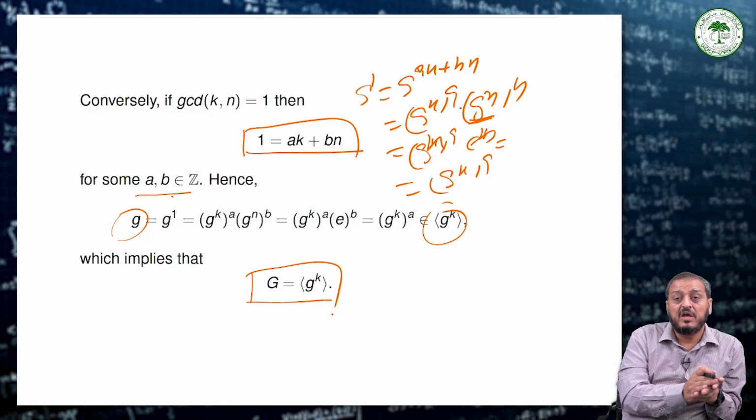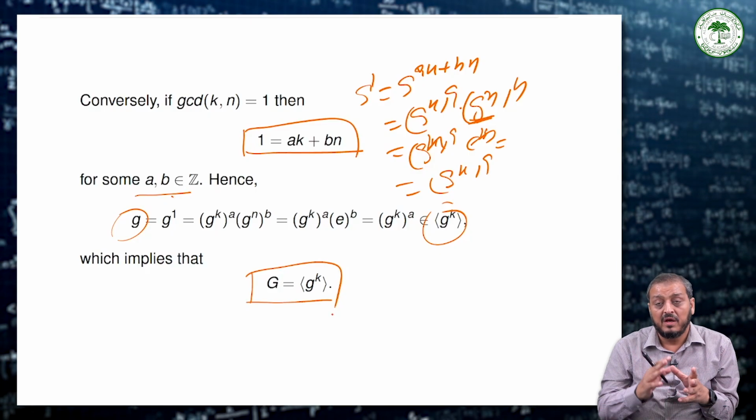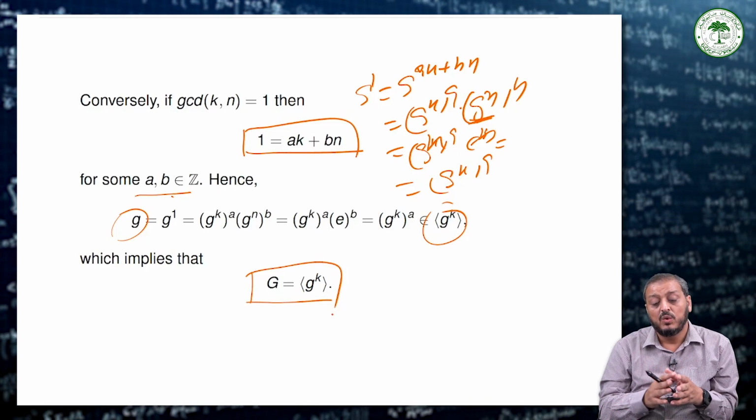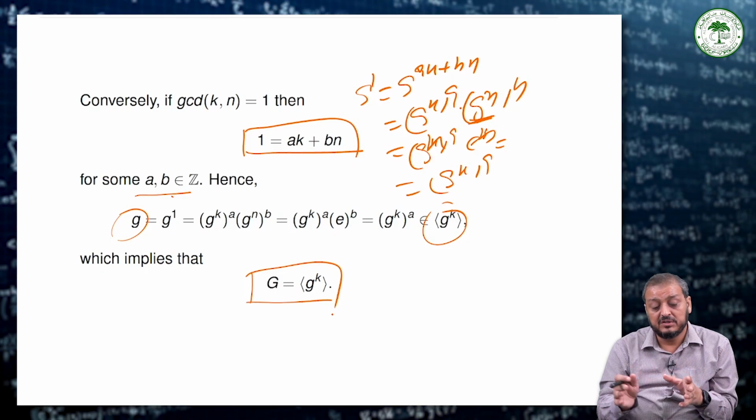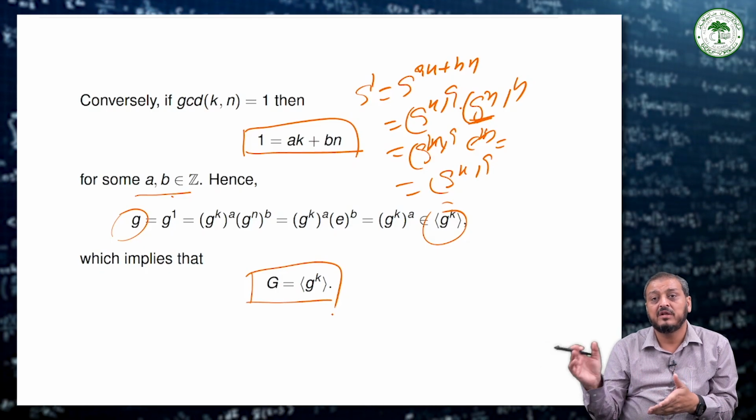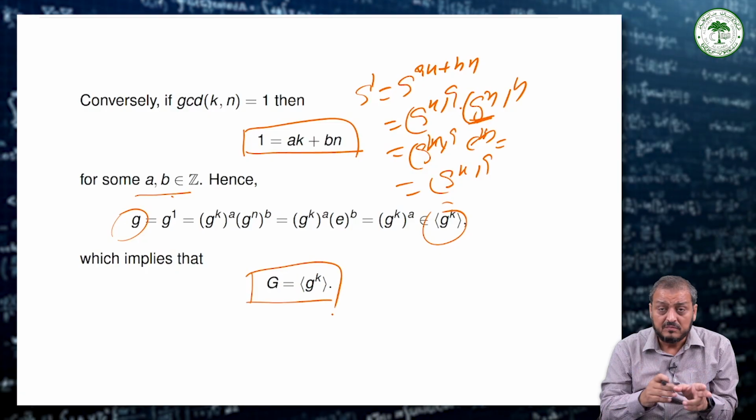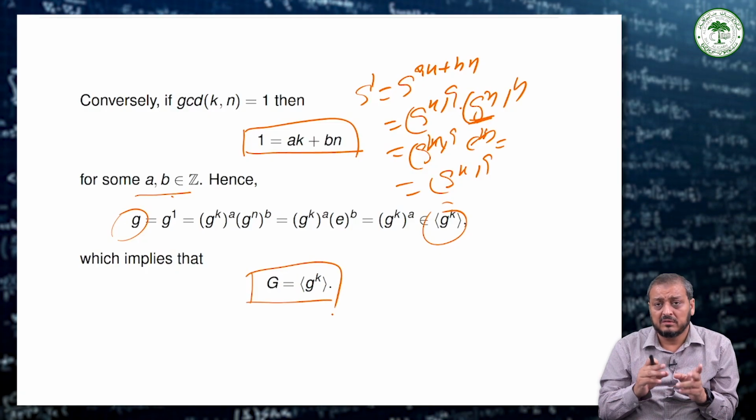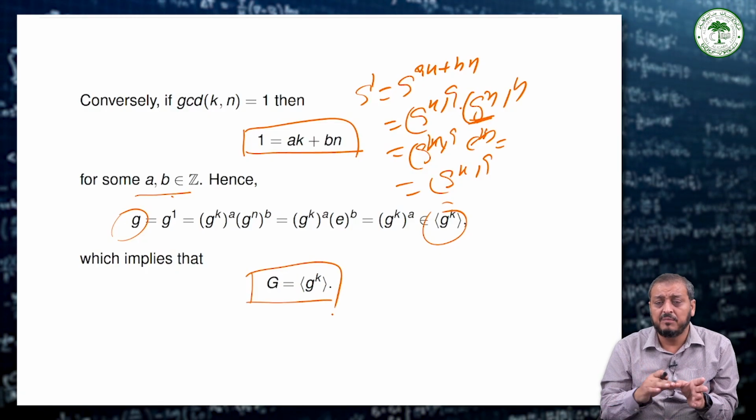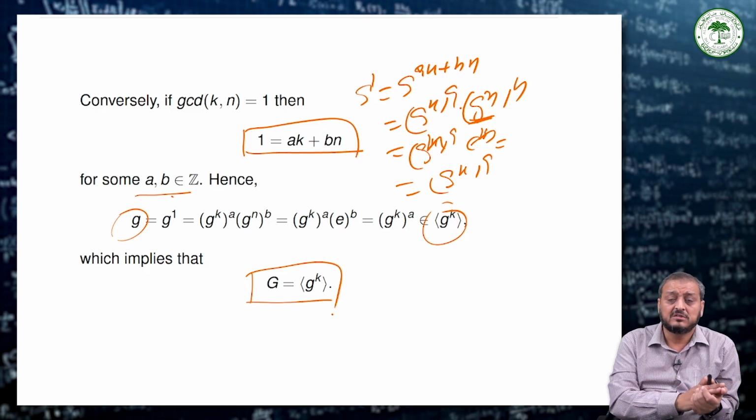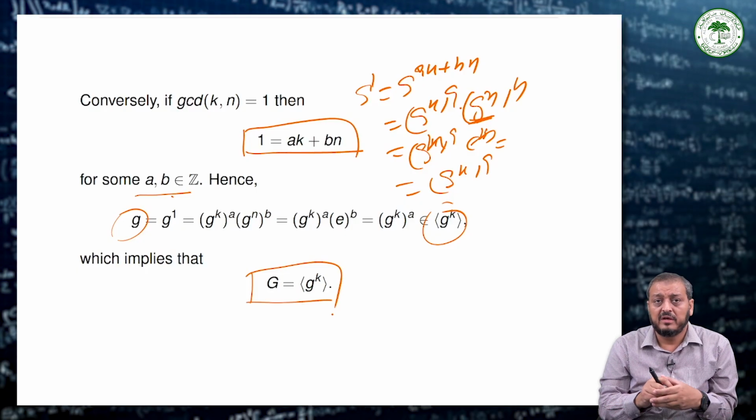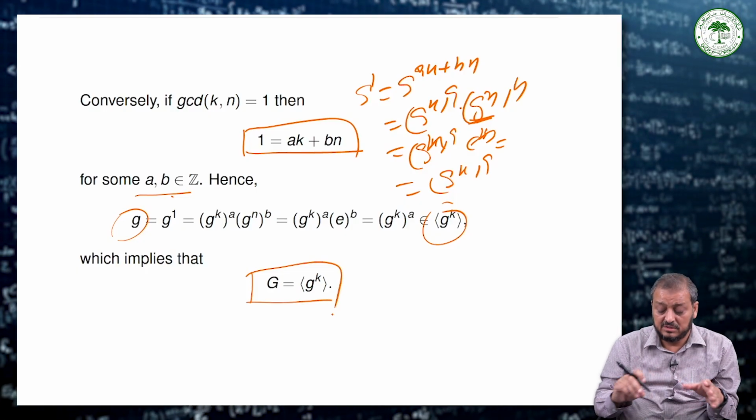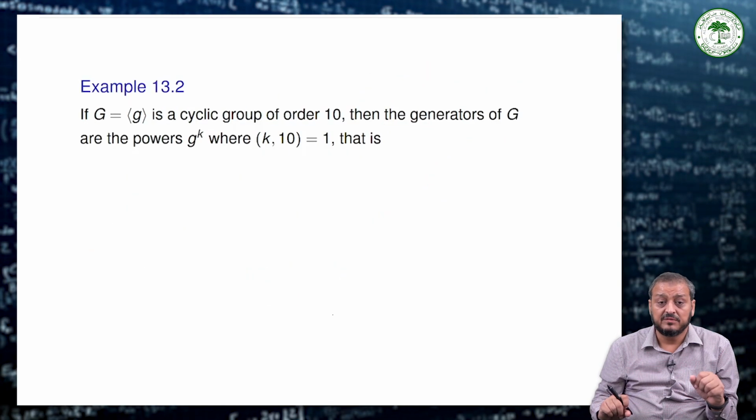So, if we have GCD(k, n) equal to 1, then by the property of the GCD, 1 can be written in the form of a linear combination ak plus bn, where a and b are integers, and then we use this property and we can easily show that this satisfies this condition.